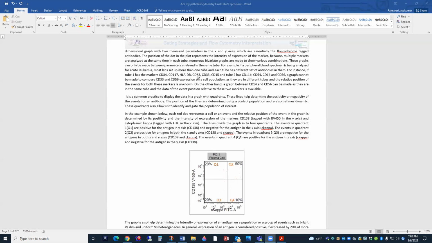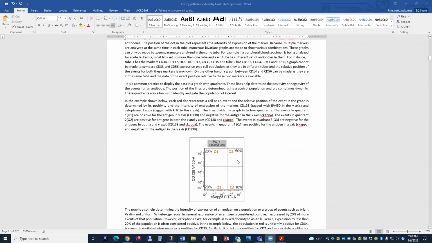But if you have 13 in tube 1 and CD64 in tube 2, you cannot compare those two in the same population, because you have to have those markers in the same tube to see the relative expression in one tube. So that is one thing you have to remember. You have to design your panel so that you have something in each tube to tell you what your population of interest is.